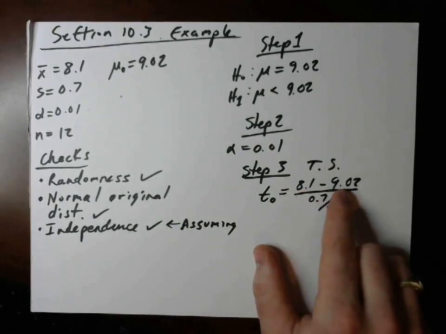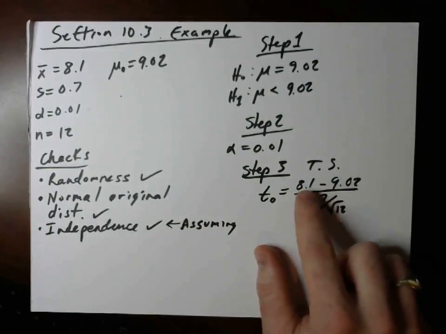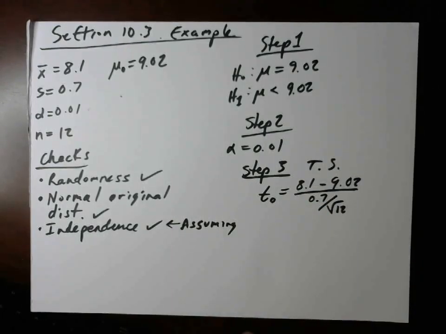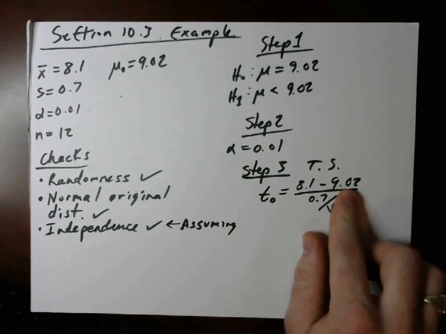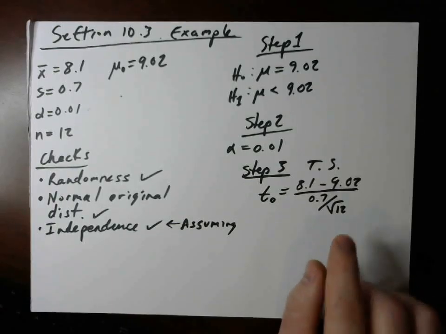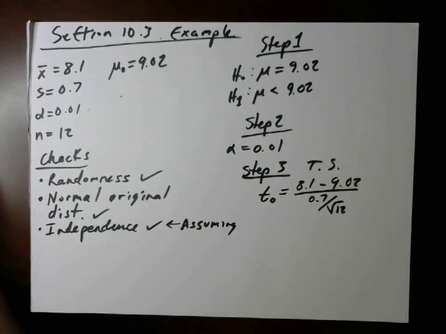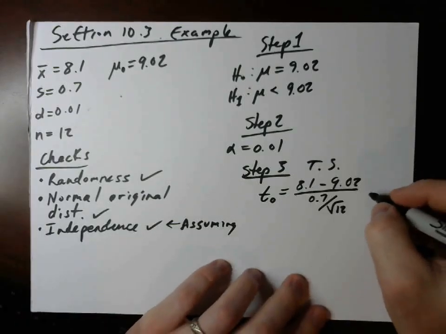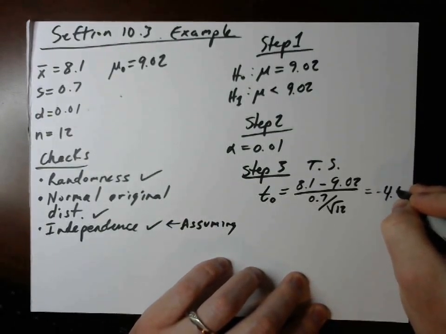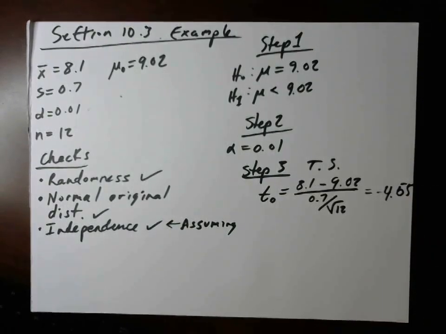So it's not exactly the same, but we wanted to determine how many standard deviations or standard errors we are from the claimed value 9.02. So that's why we divide by the standard error. So we would divide by 0.7 and root of 12. So it is 4.55, approximately 4.55 standard deviations, or standard errors, sorry, below the claimed value.